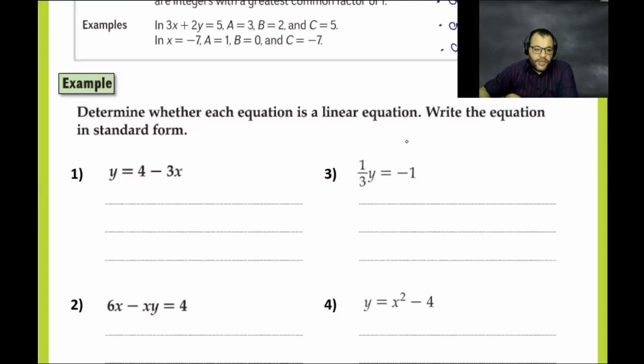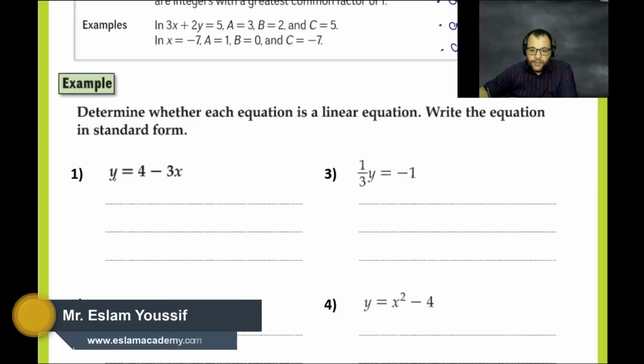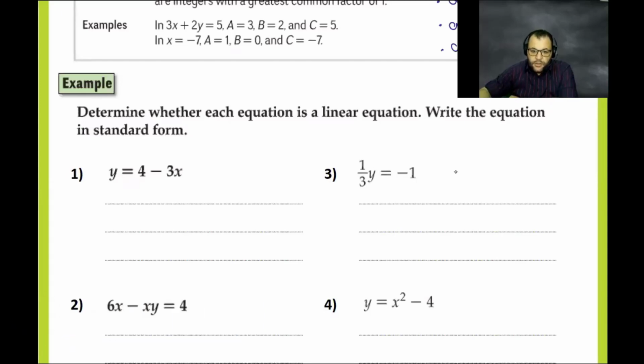Now the question that we have, we need to determine whether each equation is linear or not. If it is a linear equation, we need to write it in standard form. So if you know the answer, please raise your hand and I will open the mic to you. We need the first one. Is number 1 a linear or not linear equation? Please raise your hand. Okay, Tijan, what is the answer?